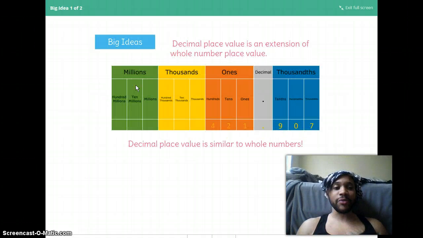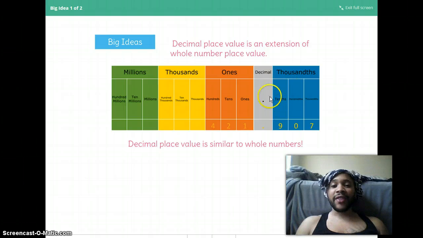Alright, let's continue. So what are our big ideas for today? Decimal place value is an extension of whole number place value. As we look over here to the left, these are all my whole numbers, and then once you get past this decimal and go to the right, now we're talking about decimals. These are numbers that are less than whole numbers. That means they're smaller than one whole. So if we were talking about a quarter or a dime or a nickel, now that we're talking about decimals. Okay? Decimal place value is very similar to whole numbers.